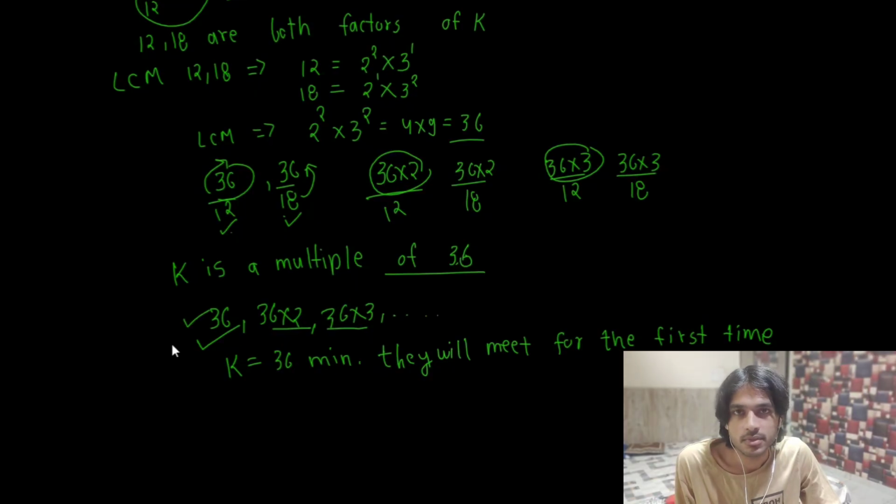So the question here simply requires you to realize that if k is the minute after which they will meet again, k is such a number that 12 and 18 both are its factors. And if 12 and 18 both are its factors, that means 12 and 18 both divide the number. So if a number k is divisible by both 12 and 18, I simply find the LCM. The LCM of 12 and 18 is 36. That means the number which is divisible by 12 and 18 both has to be a multiple of 36. So k could be any multiple of 36, 36, 36 multiplied by 2, 36 multiplied by 3, but the first time they will ever meet will be 36.